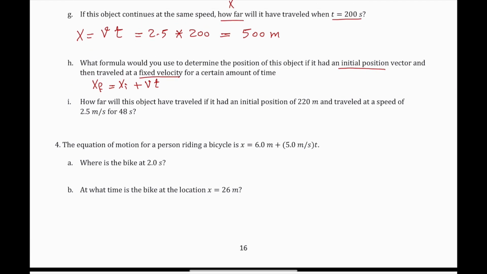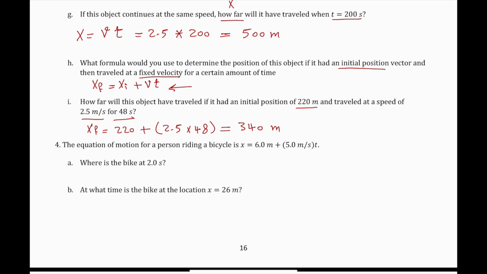I. How far will this object have traveled if it had an initial position of 220 meters and traveled at speed of 2.5 meters per second for 48 seconds? So we just need to substitute the values in this formula. So x final is equal to 220 plus, we open a bracket, 2.5 times 48. Let's calculate this. You will get 340 meters.